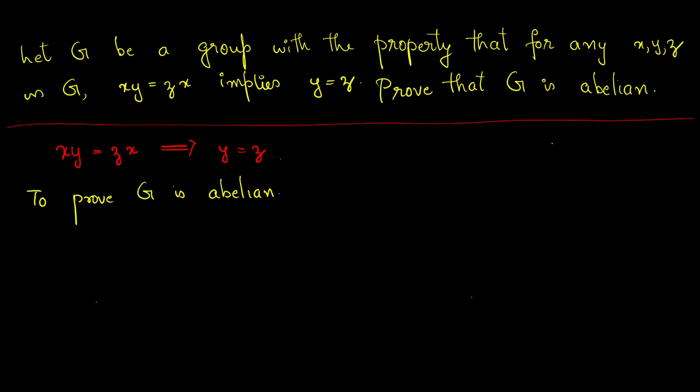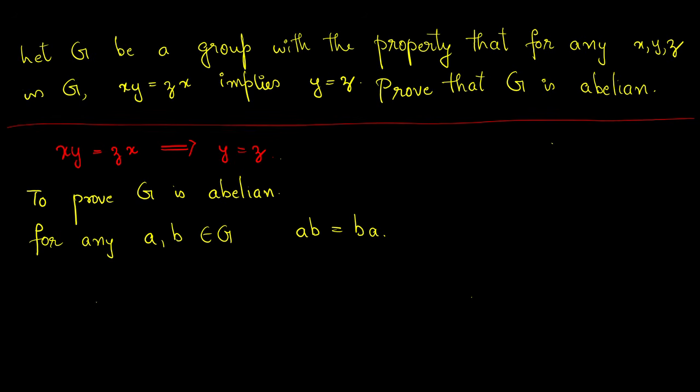We say that a group G is abelian if the operation is commutative, right? That is, for any a, b in G, we have AB must be equal to BA. If we can show that for any a, b in G, AB is equal to BA, that is, this commutes, then we say that group G is abelian. So somehow we have to use this given property and show that commutativity exists.